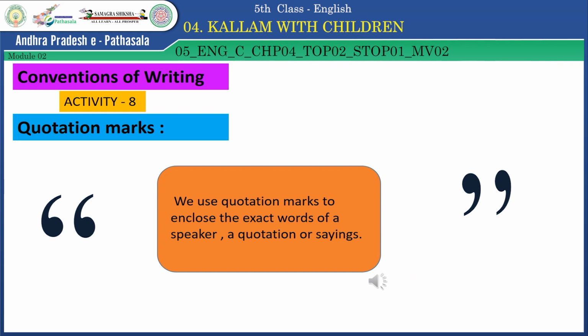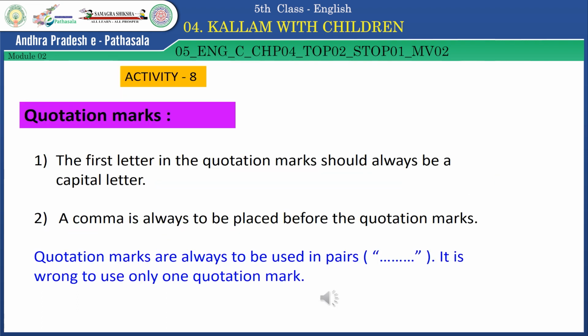Quotation marks. We use quotation marks to enclose the exact words of a speaker, a quotation or saying. The first letter in the quotation marks should always be a capital letter. A comma is always to be placed before the quotation marks. Quotation marks are always to be used in pairs. It is wrong to use only one quotation mark.